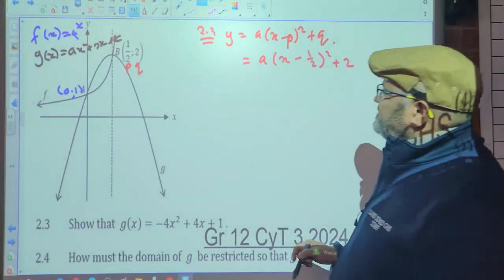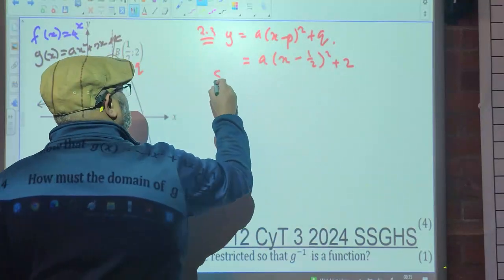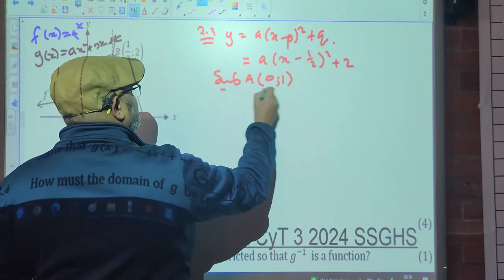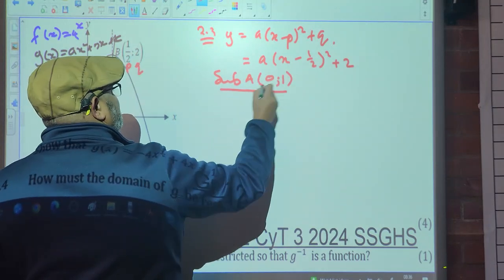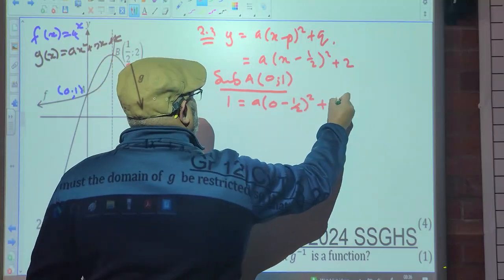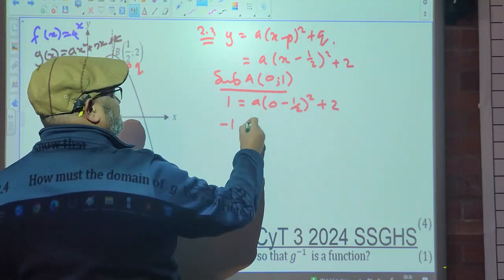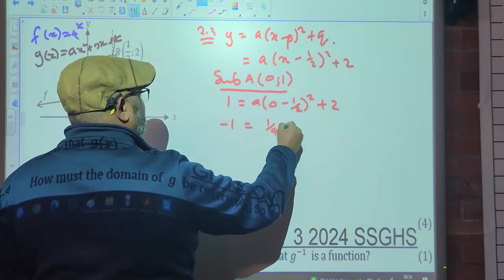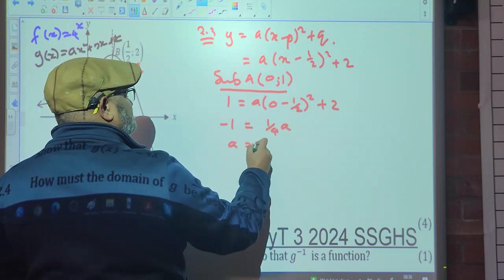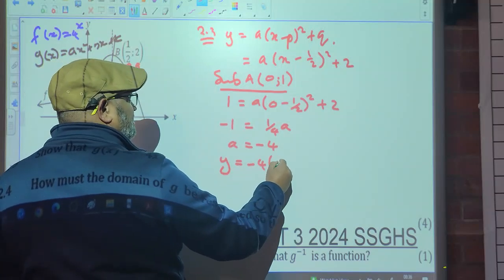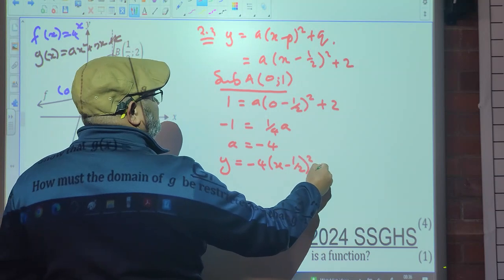In pursuit of calculating a, we're going to substitute the point that's lying on this graph, which is A, the coordinates (0; 1). So it's an x and a y: 1 is equal to a into (0 minus a half) squared plus 2. If the 2 goes over the equal sign, it becomes negative 1. And negative a half squared is a quarter. Divide by a quarter both sides. So a is negative 4. Y is equal to negative 4 into (x minus a half) squared plus 2.